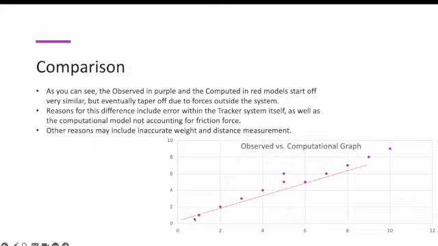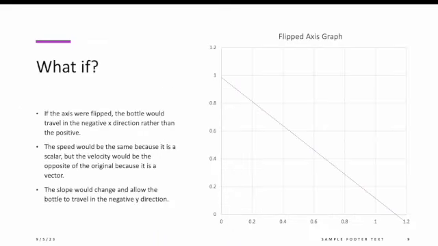Here's a comparison. The dotted lines are the experimental, and the straight line is the computational. As you can see, they start off pretty similar, both pretty linear, but eventually the observational points taper off, showing that they're being affected by other things outside of the system. The reasons for these differences could be that I measured the weight of the bottle or the distance wrong. Another reason could be error within the Tracker system itself.